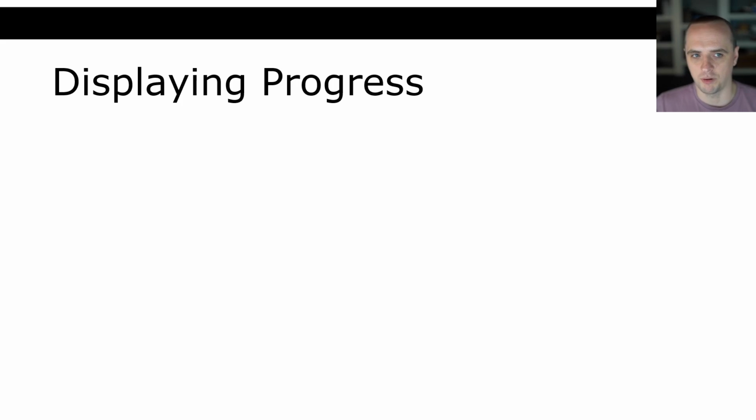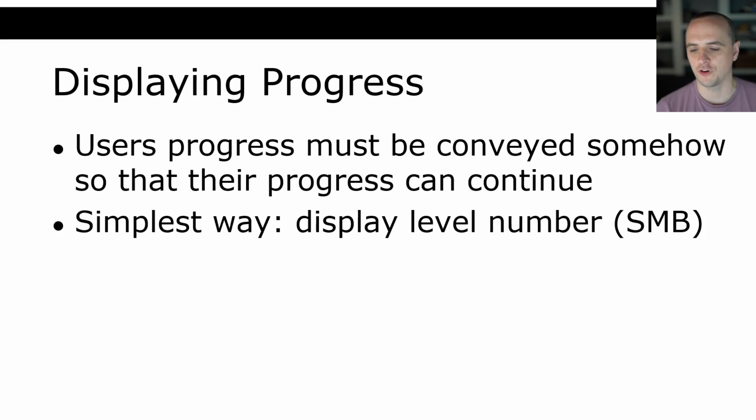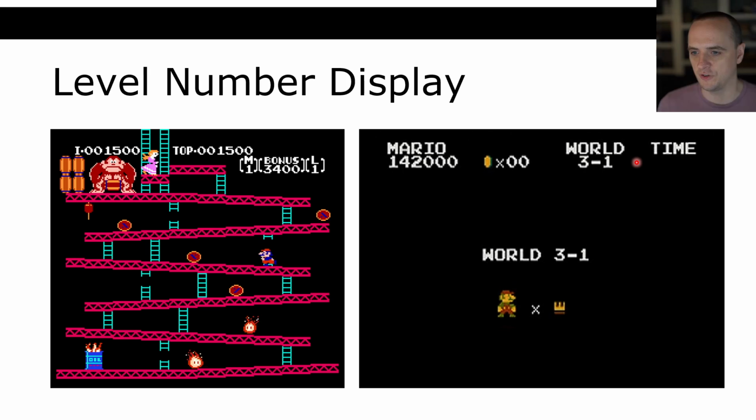How would you display your progress? The progress has to be conveyed to the user somehow so that they can continue their progress, right? For example, the simplest way is like in the original Super Mario Brothers or old arcade games. You just say you're on level 20, you're on level 1-2, you're on world 6, right? Just display the level number.